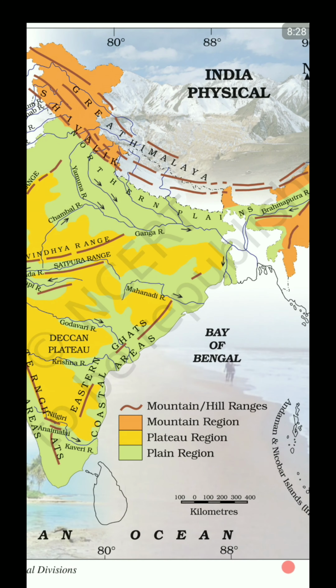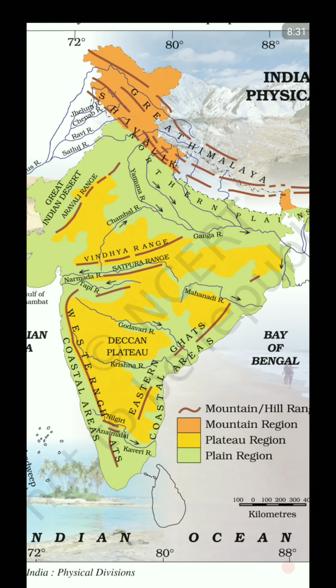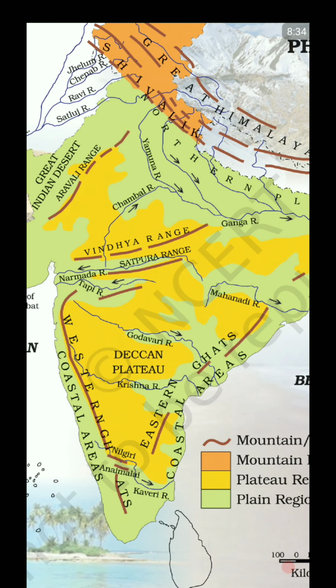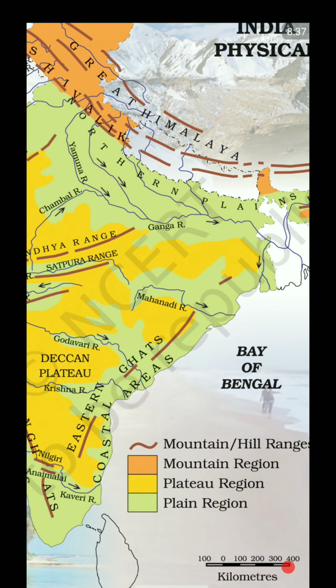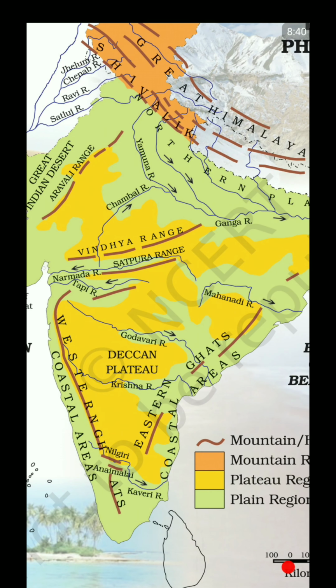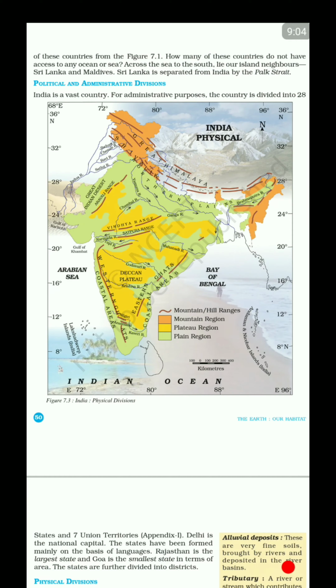Apart from this, if we move on to the plateau region, this is the plateau region of India, divided into the Deccan Plateau and the Chota Nagpur Plateau, right? This is a very uneven region in terms of its elevation as compared to the coastal plains. For example, the northern plains are relatively flat. The plateau region is full of minerals like coal and iron ore. The Deccan Plateau is triangular in shape, right?